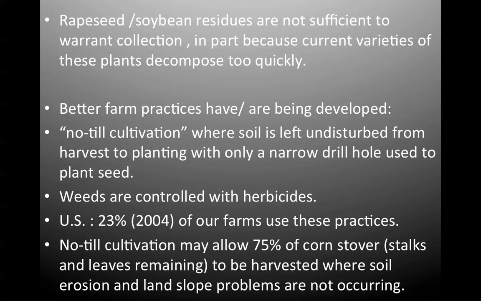No-till cultivation is where soil is left undisturbed from harvest to planting, with only a narrow drill hole used to plant seed. Weeds are controlled with herbicides. In the United States, 23% of our farms use these practices, this is from the year 2004. No-till cultivation may allow 75% of corn stover, that's the stalks and leaves remaining after harvest, to be harvested where soil erosion and land slope problems are not occurring.